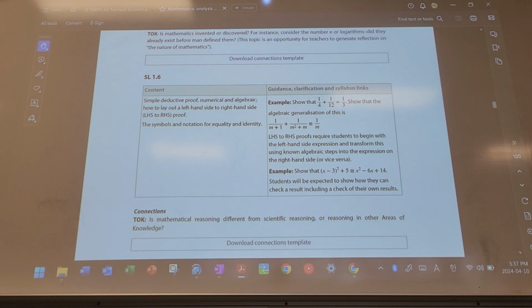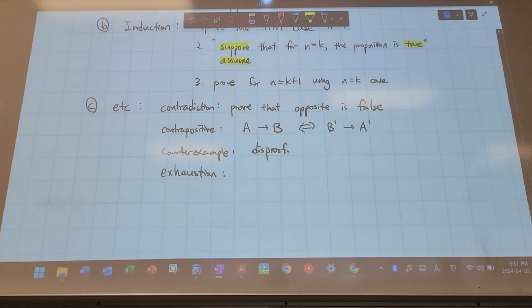I think we can skip the other ones for now. Exhaustion and the contrapositive, sure. They're not important.